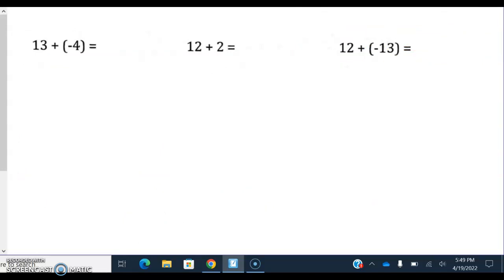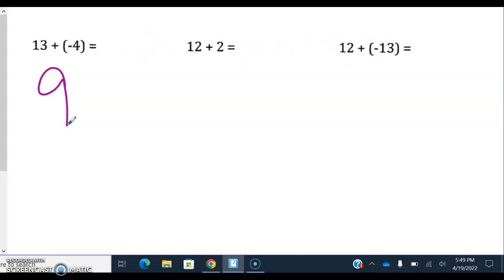Let's do some more. Take the sign of the greater absolute value. Here's a different one. We have two different signs again. +13 plus -4. Different signs, subtract. So 13 minus 4 is 9. Take the sign of the greater absolute value, then you'll be exact.